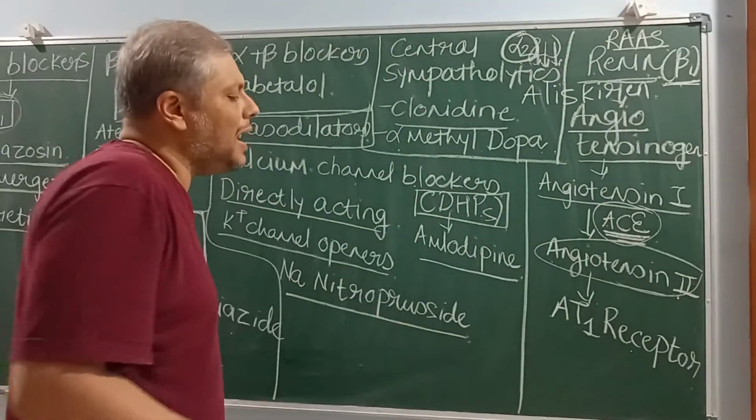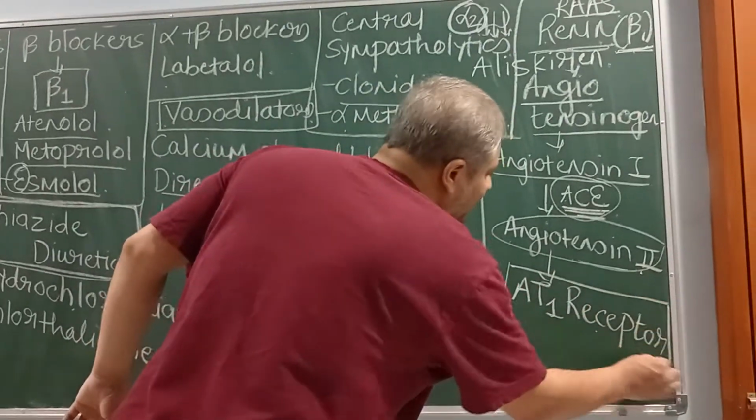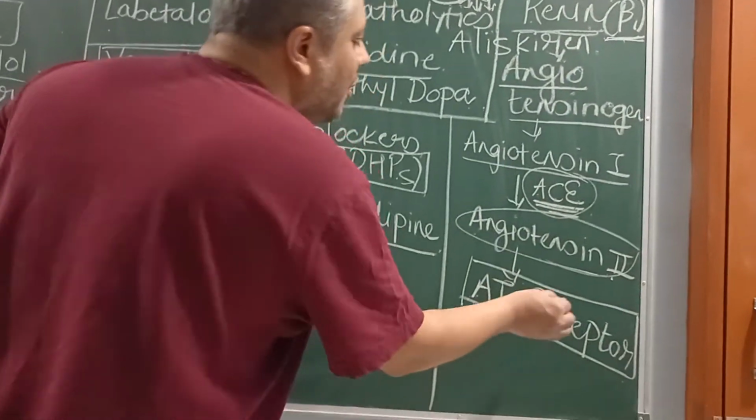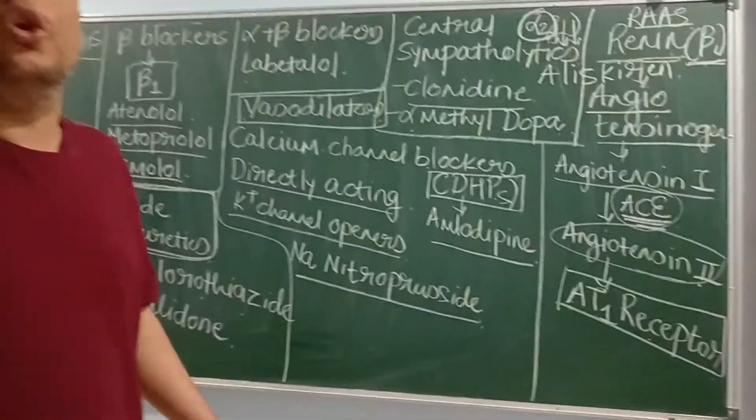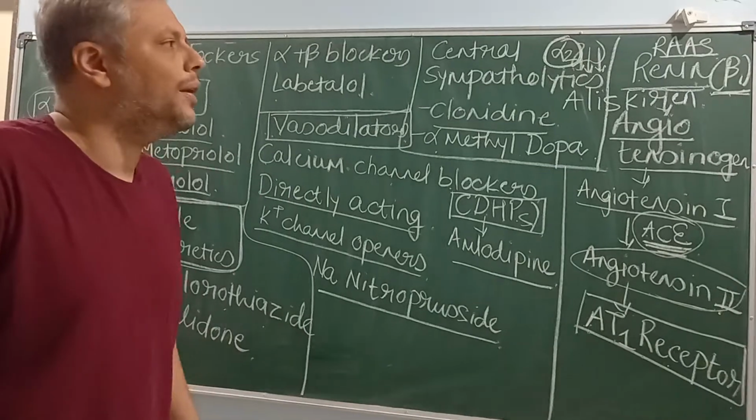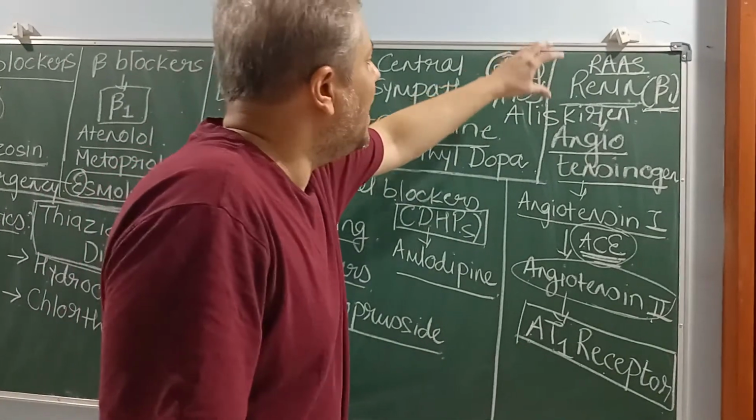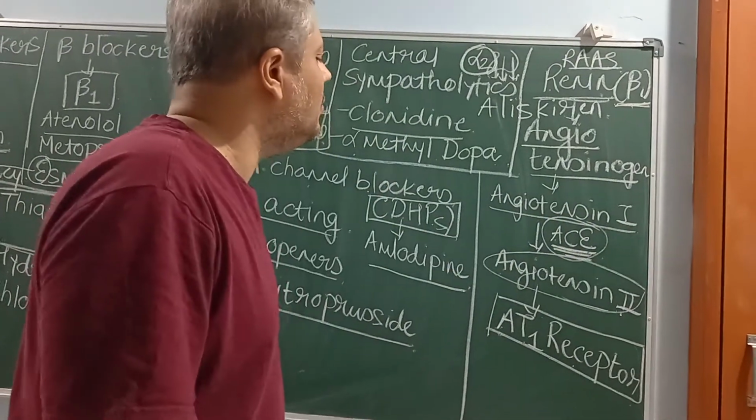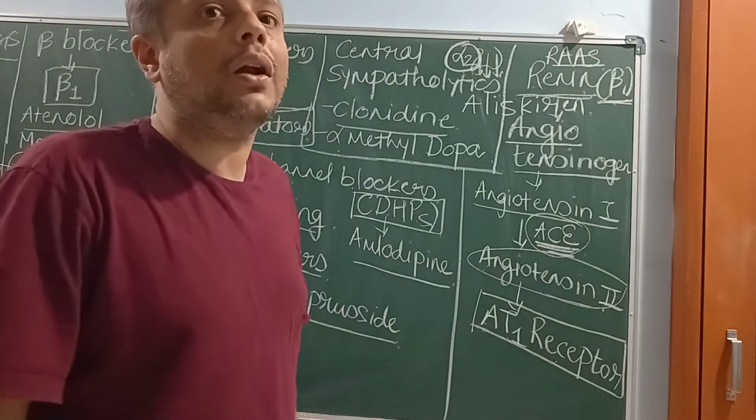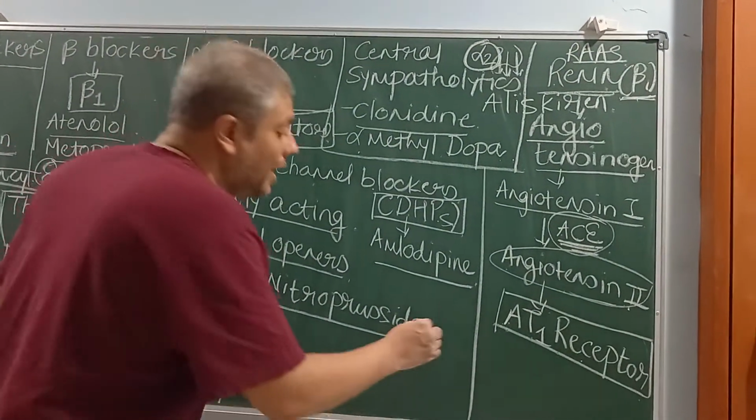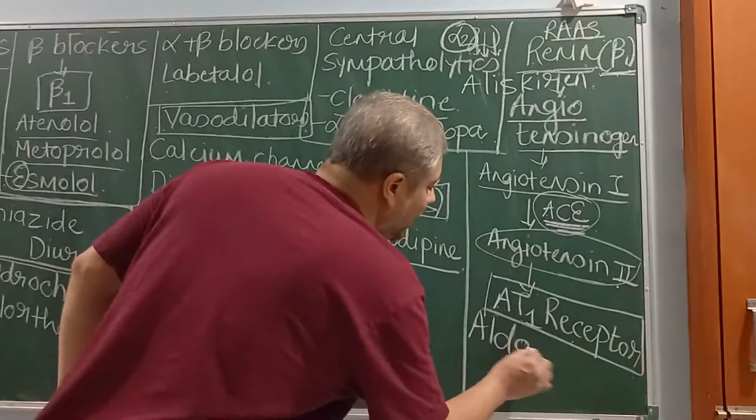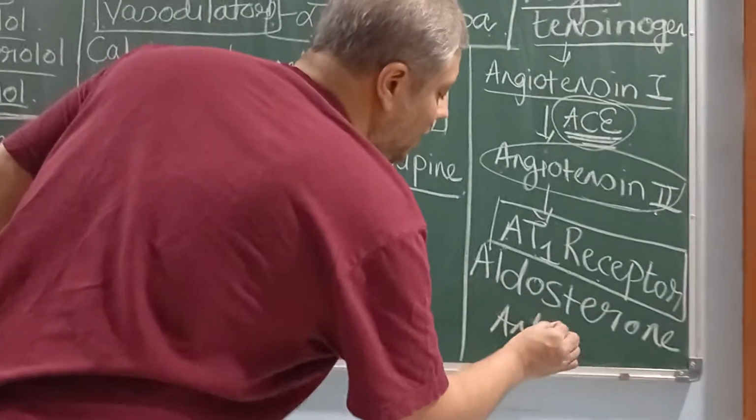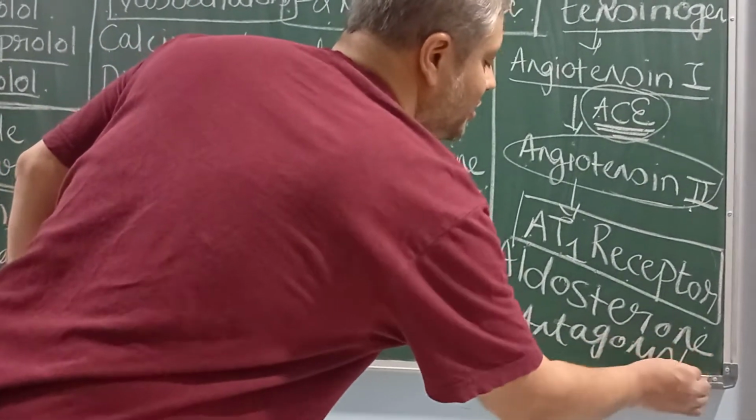And the next target site is if you can block this receptor. Even though angiotensin 2 is formed, it will not act on the AT1 receptor. And these are losartan, candesartan and irbesartan. So either you can directly inhibit the renin, or inhibit the angiotensin converting enzyme, or block the AT1 receptor, or directly give the aldosterone antagonist. These are the various target sites of the renin angiotensin aldosterone system.